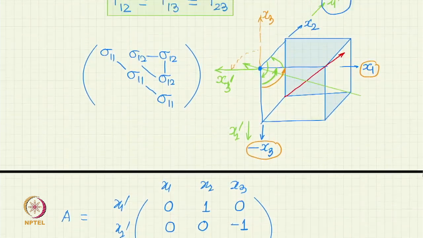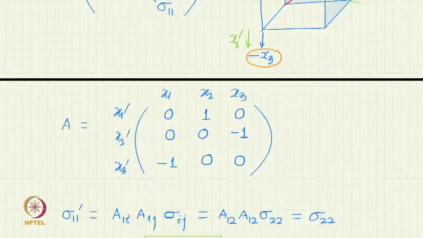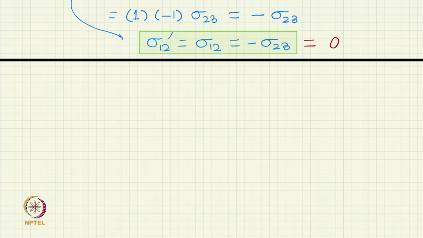But from the first one, if you remember, we had shown that sigma 1 2 was equal to sigma 2 3. So, this indicates that both of them are not only equal, they are equal to 0. So, this collapses our symmetry matrix now to just one term, sigma 1 1, on all 3 equal diagonal terms, and all the off-diagonal terms are equal to 0.